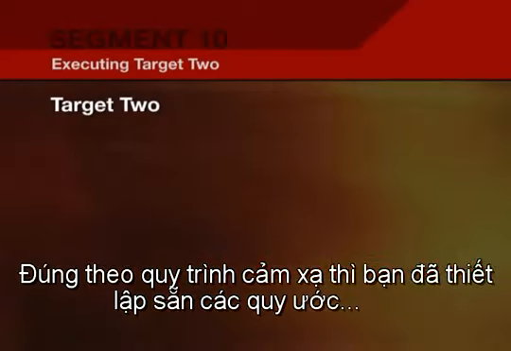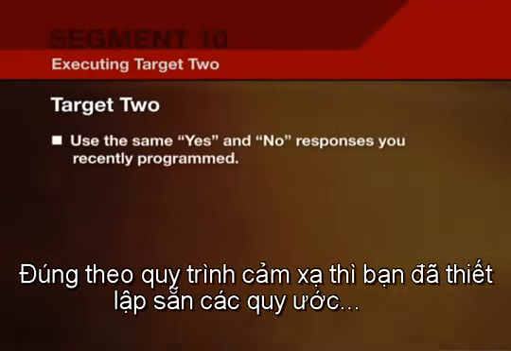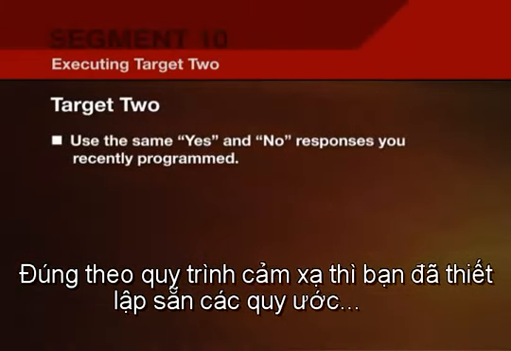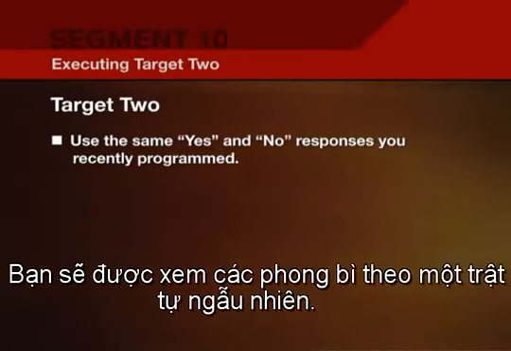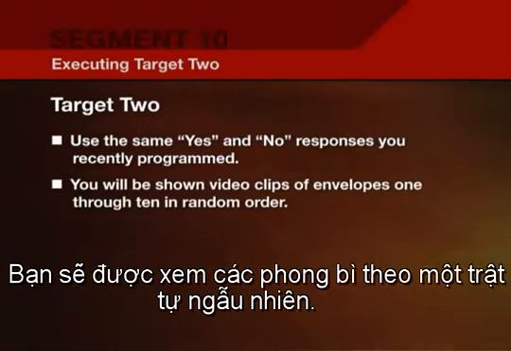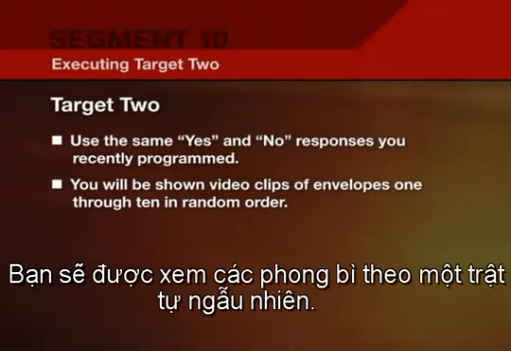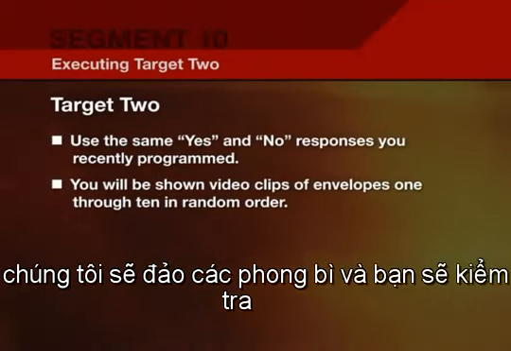Following dowsing protocol, you must first ensure that you consciously understand your feedback indications. For this target, you'll be using the same yes and no responses as before. You will be presented with footage of each envelope on your screen in a random order. As each envelope is displayed, begin the dowsing process.